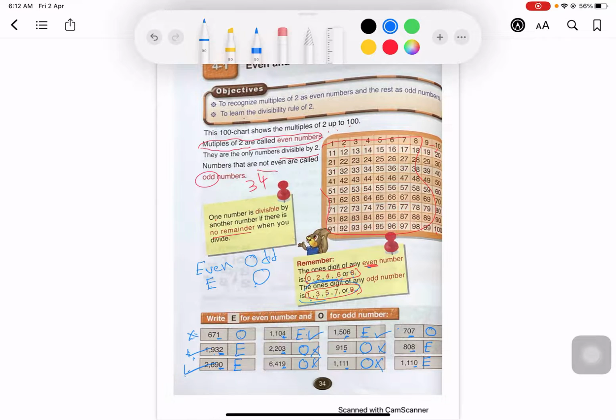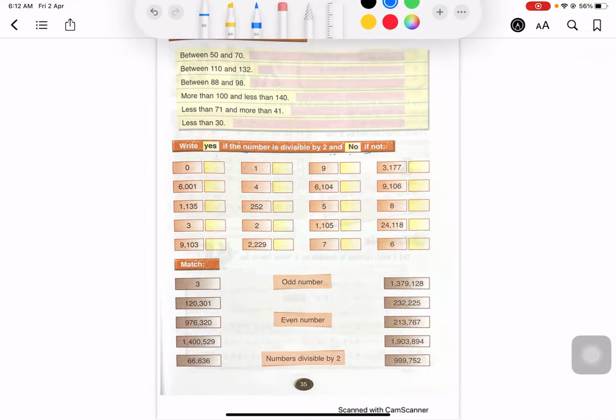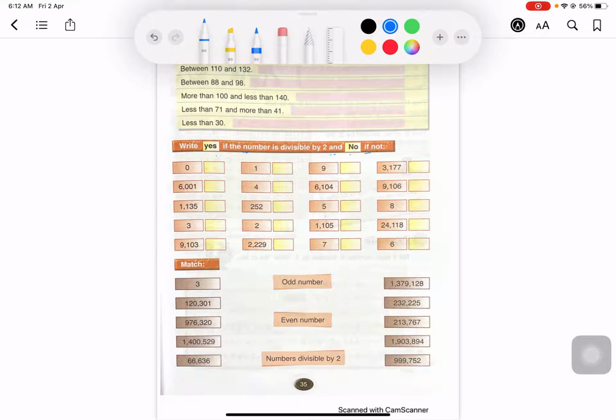So in page 35, this question here, this part, write yes if the number is divisible by 2 and no if it is not. Decide first, is this number odd or even? And then say, it can divide by 2 or not. Here, 0. 0 is what? Even. Okay, can it divide by 2? Yes. I will write here yes, or you can tick yes.